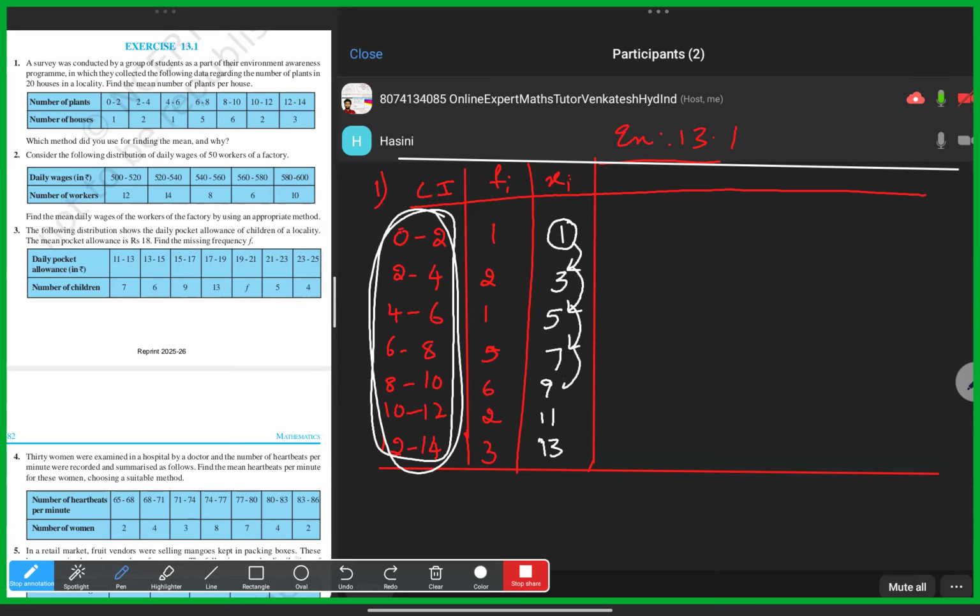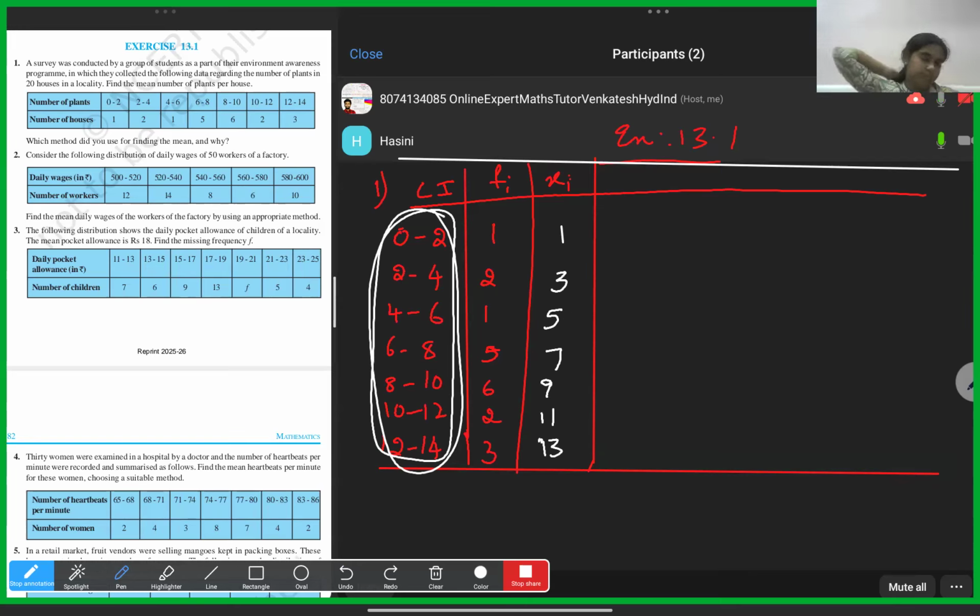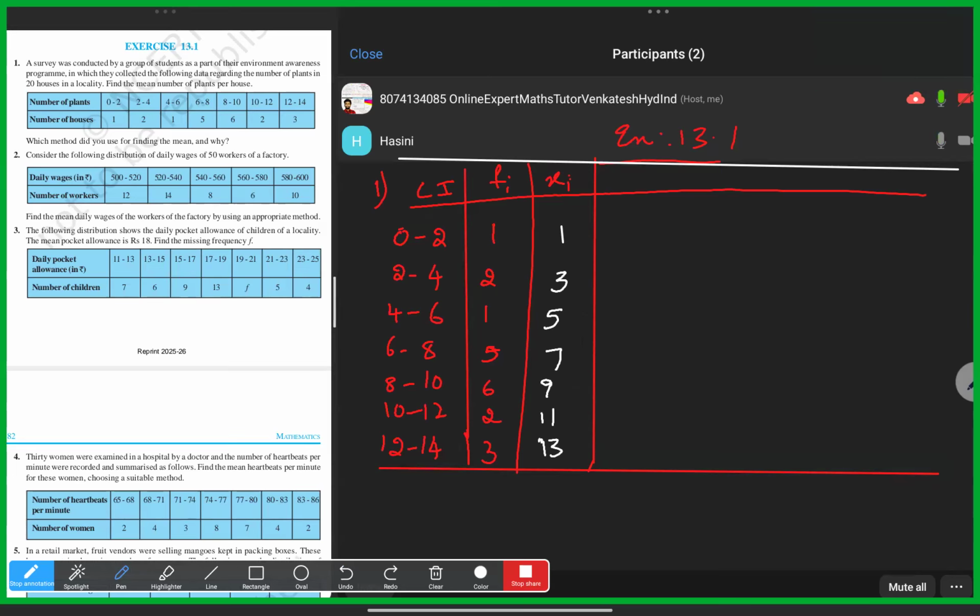We have the model with different classes also, but in that case we will add it separately. Okay? Okay, sir. So this is about the class mark, Hasni. Now the new column is fi xi. In the formula we have fi xi, no, Hasni? Yes, sir. So that fi xi we should do now.